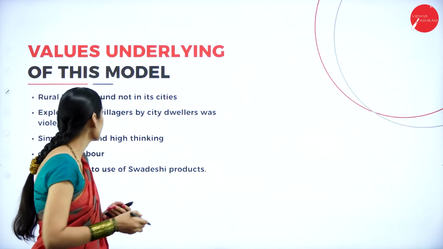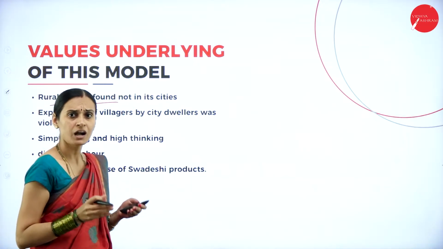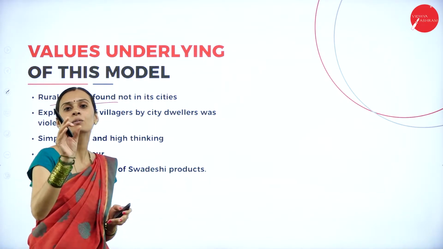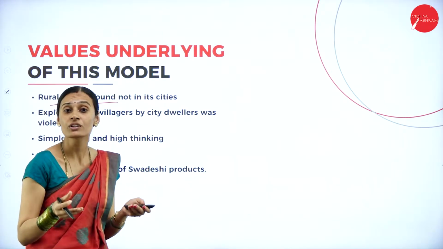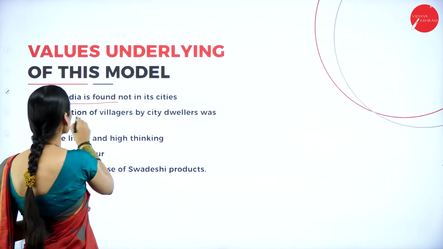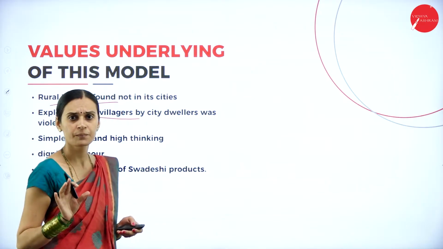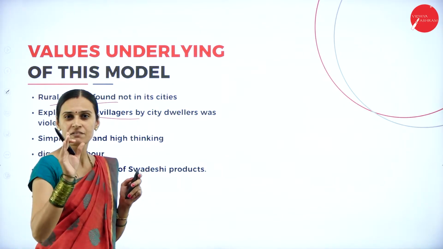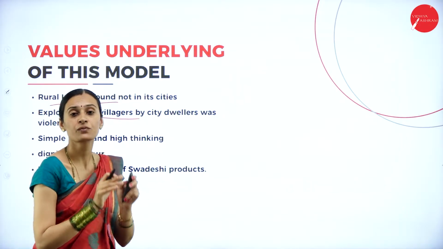The first one is that rural India is found not in cities. What is India, or what is the development of India? It is indicated only by the development of rural sectors, not urban areas, and not even industrialization. Exploitation of villages by city dwellers is considered violence, because the rural people should not be harmed by the selfishness of urban people. That is the main thing he focused on.